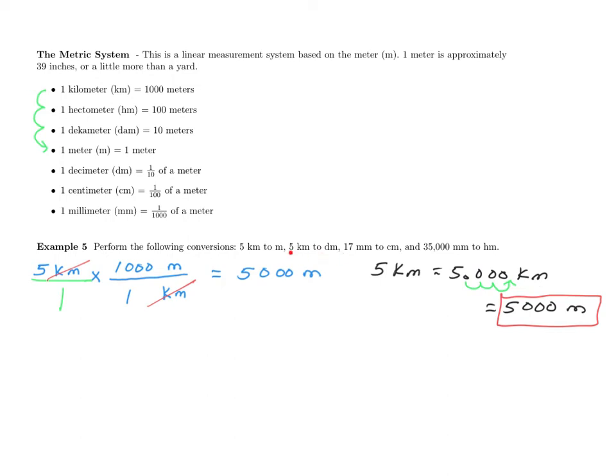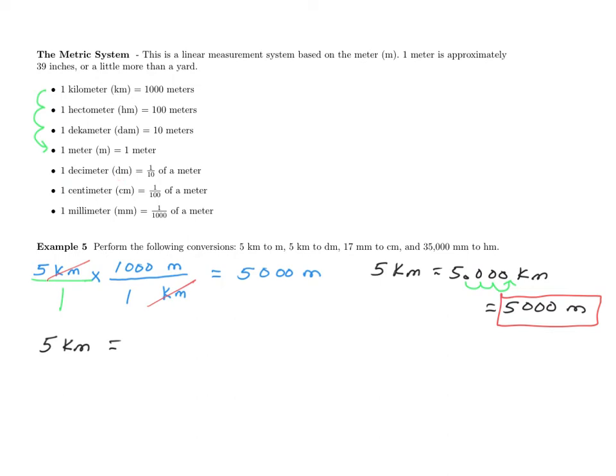Let's try this again with 5 kilometers to not meters, but decimeters. What about this one? For this problem, we're starting with 5 kilometers again, and we're looking to go not to meters, but one further here. Well, the number has to get bigger because we're going to a smaller unit of measurement.